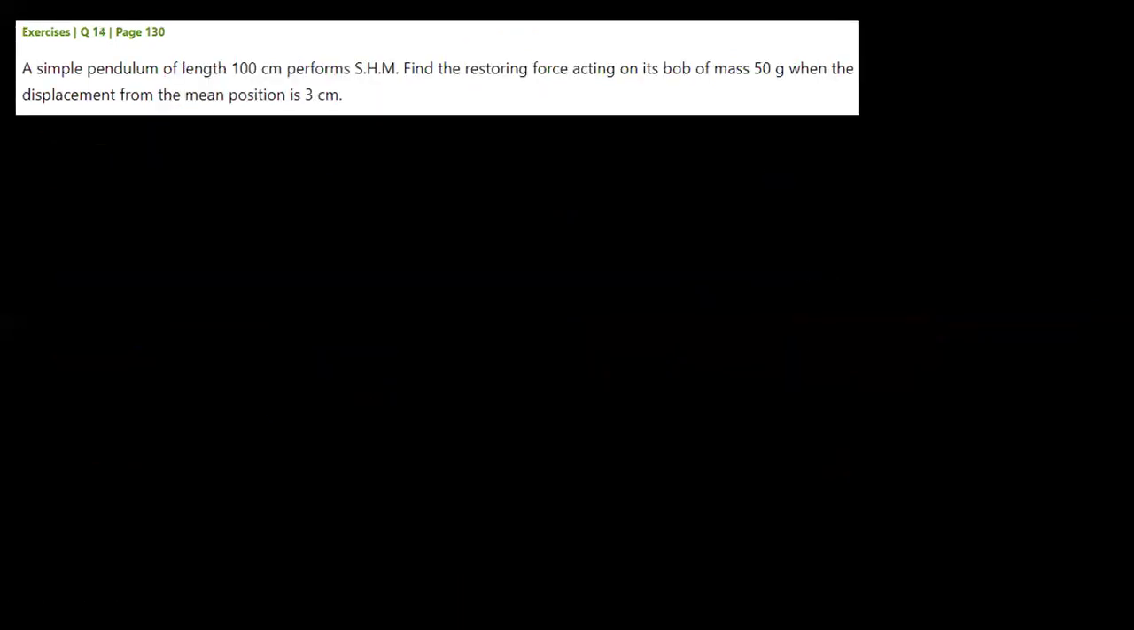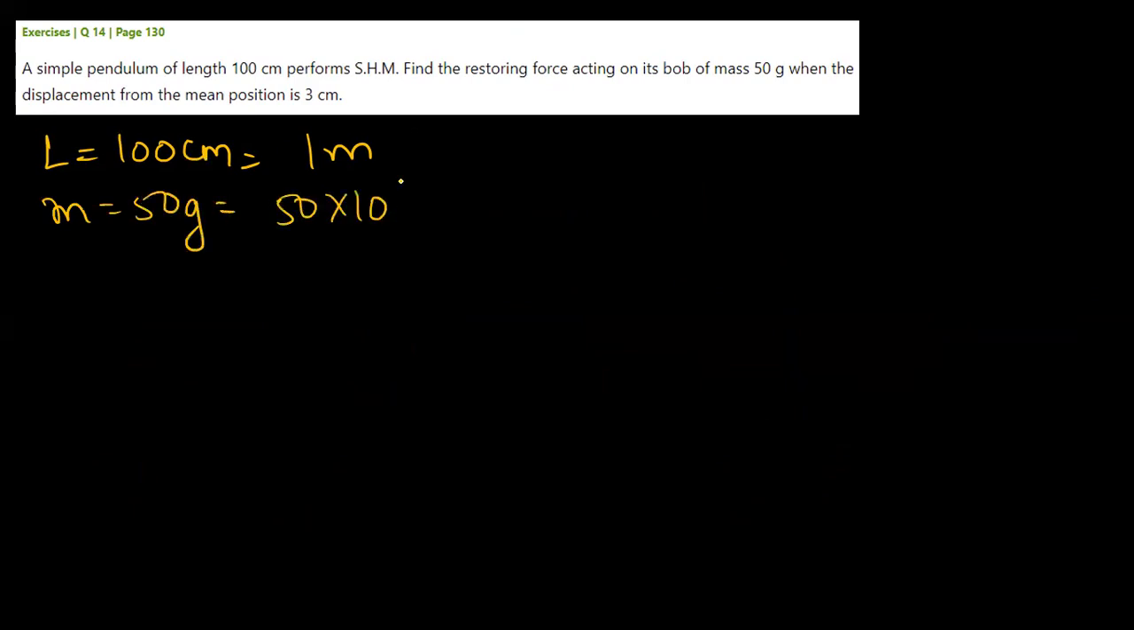Next sum, a simple pendulum of length is given to us. 100 centimeter performs SHM. So length is given as 100 centimeter, which can be written as 1 meter. Find the restoring force acting on the bob of mass 50 gram. So mass is given as 50 grams. Convert gram to kg: 50 into 10 raised to minus 3 kg. When the displacement from the mean position is 3 centimeters. So displacement is given as 3 centimeter, 3 into 10 raised to minus 2 meter.